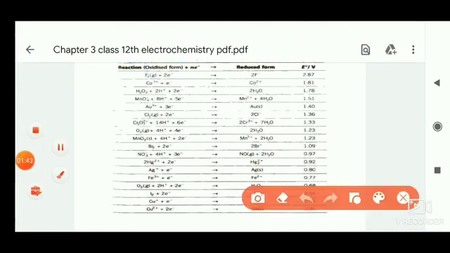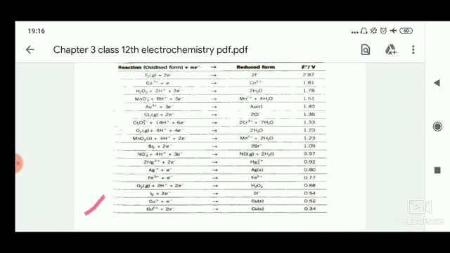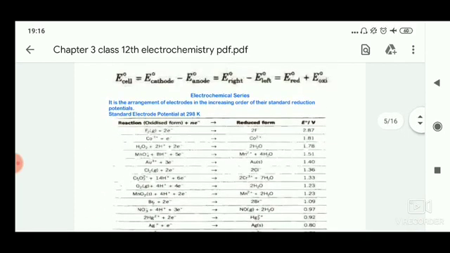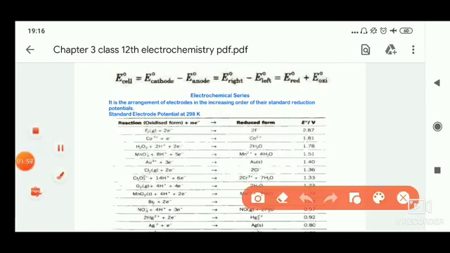Now what is the electrochemical series? Here is the image. You can see the following elements which are represented in the electrochemical series. The electrochemical series is the arrangement of electrodes in the increasing order of their standard reduction potential.